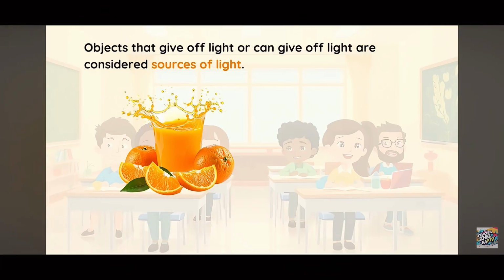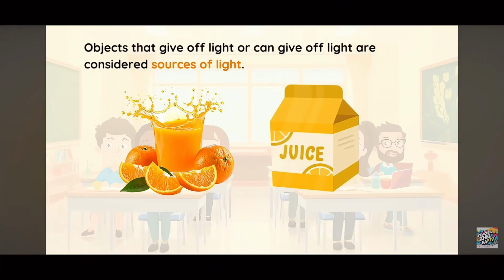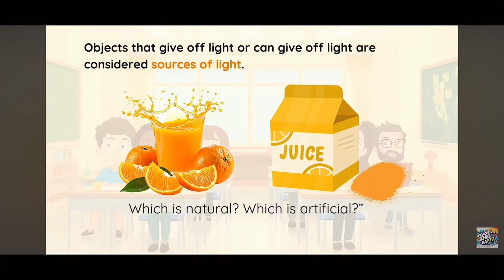Now, let's take a look at this. A fresh squeezed juice from oranges and a powdered juice pack. Which is natural, which is artificial? The fresh squeezed orange juice is natural, while the orange juice powder is artificial.